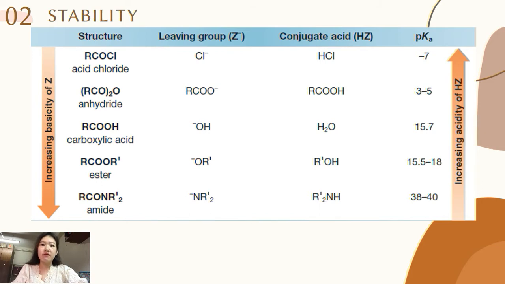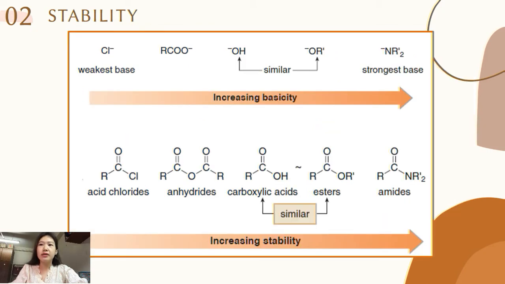When the acidity of HZ increases, the pKa decreases, and so the basicity of the leaving group decreases. We can see that the chloride ion is the weakest base, followed by the carboxylate ion, then OH and OR. Amine is the strongest base. We can conclude that the more basic the leaving group, the more stable the derivative. Hence, acid chlorides are the most unstable compounds, whereas the amides are the most stable compounds.